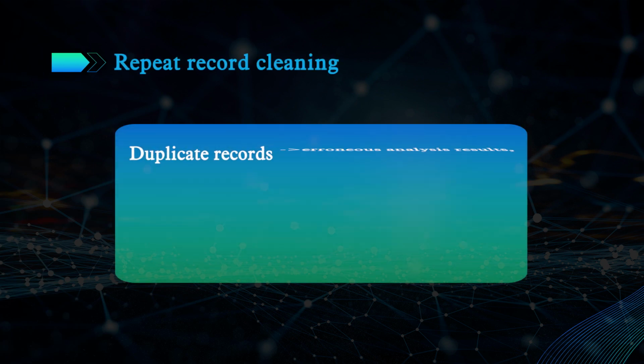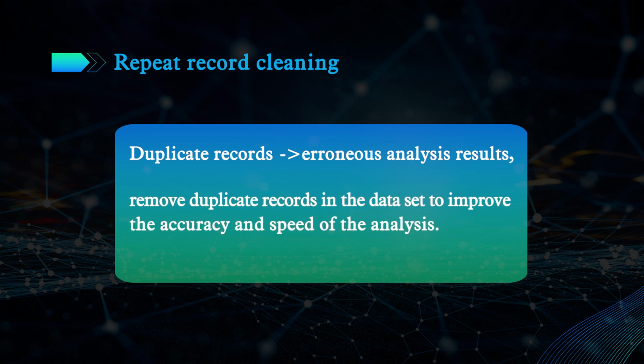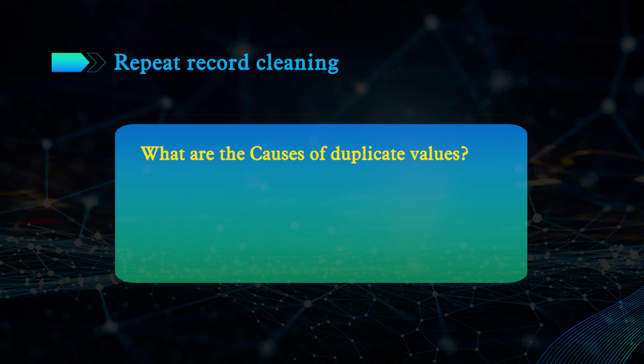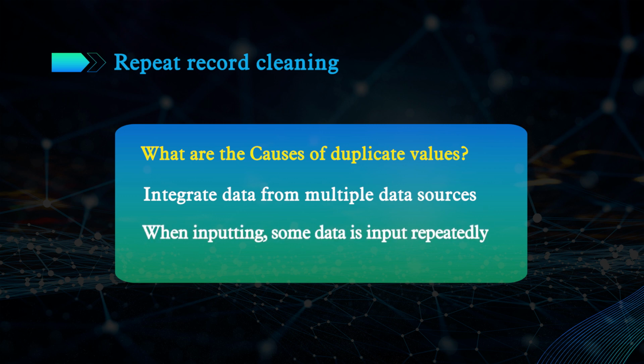Duplicate records will lead to erroneous analysis results. So it is necessary to remove duplicate records in the dataset to improve the accuracy and the speed of the analysis. So what are the causes of duplicate values? First, integrating data from multiple data sources will result in duplicate values. And second, when you input, some data is input repeatedly.